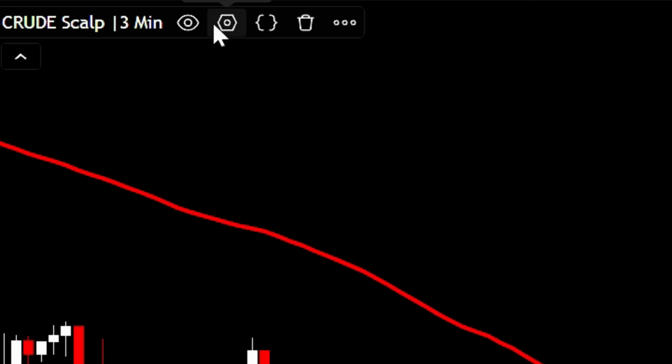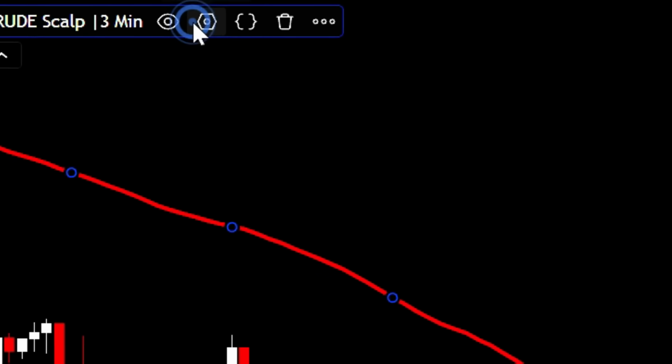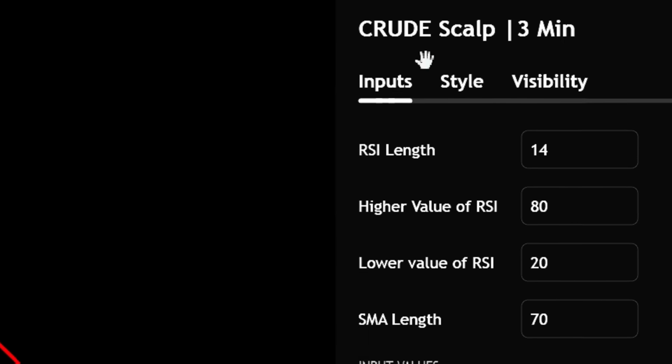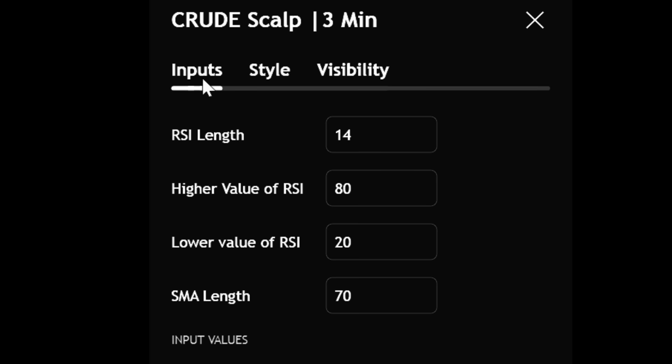It helps align signals with the overall trend. Here's how I do it. First, I increase the RSI from 14 to 21. This smooths out the signals and reduces noise from small, choppy price movements. You'll start to see the indicator focuses only on the stronger setups instead of flagging every minor fluctuation.